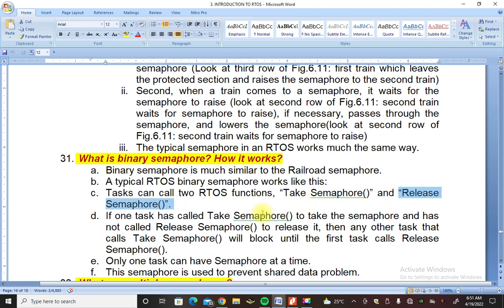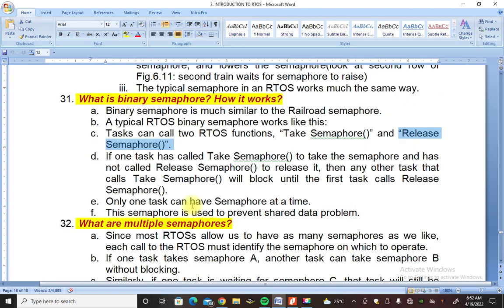How we can relate this: take semaphore is something like disabling interrupts, and release semaphore is something like re-enabling the interrupts. That is what we did in the shared data problem with conventional C programming on the 8051. Take semaphore and release semaphore are the two functions of the real-time operating system, which have to be used in the critical section where we expect the shared data problem may happen. That is what we need to understand.